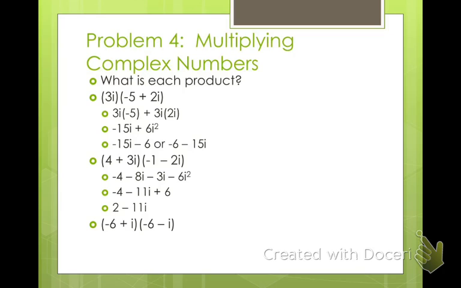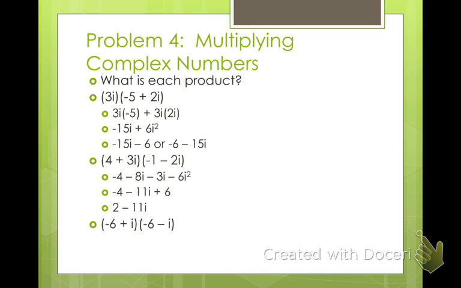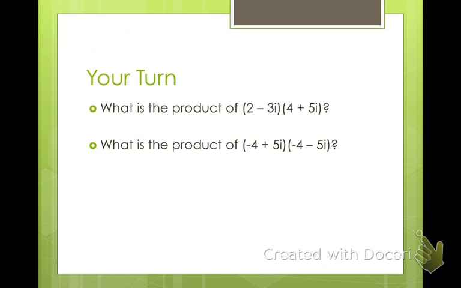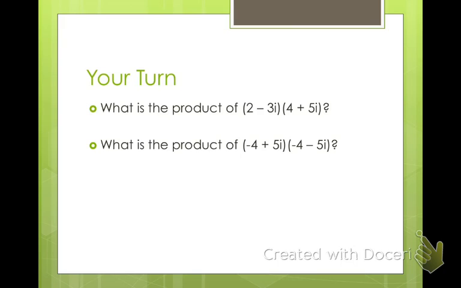Okay, let's go ahead and multiply these. Negative 6 times 6 is 36. And I have plus 6i minus 6i minus i squared. So those cancel. This becomes a plus 1. So my answer is 37. Oh, and that one, 7 times 3 is 21, i squared, make it negative. Negative 21, i squared. Okay, go ahead and do these two, and then I'll throw up the answers really quick, because these are fun, and you've got it.